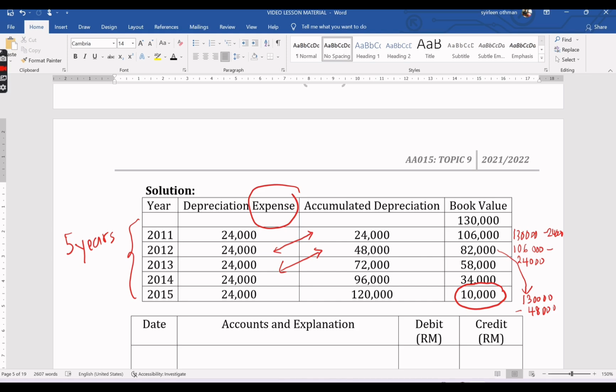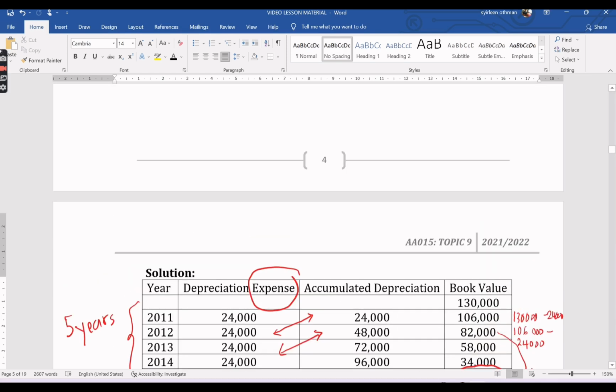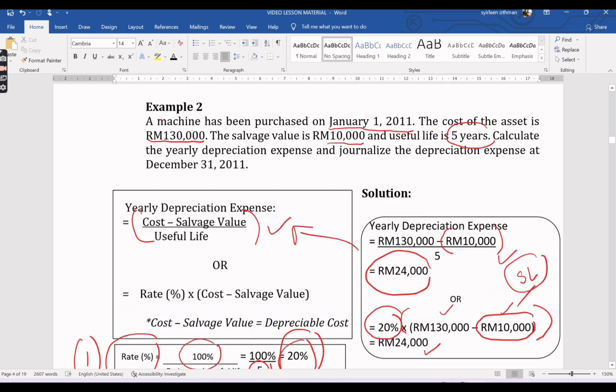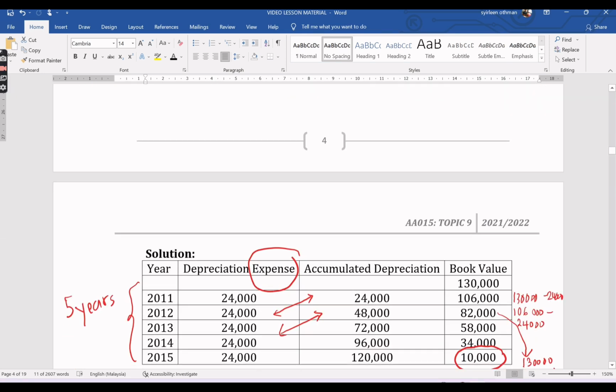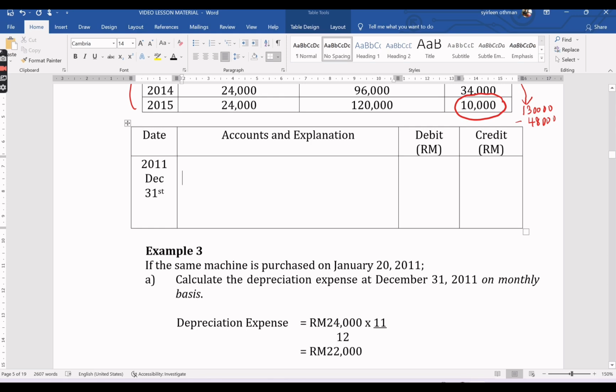Okay, alright. So now we are going to record the depreciation expense for 2011. As mentioned in the question, we are supposed to journalize the depreciation expense for 31st December 2011. The first thing you need to have is the date. Tarikh penting ya, especially when you're doing adjusting entries. This is considered adjusting entries because we are going to do it only once towards the end of the accounting period. So here my date is on 31st of December year 2011.